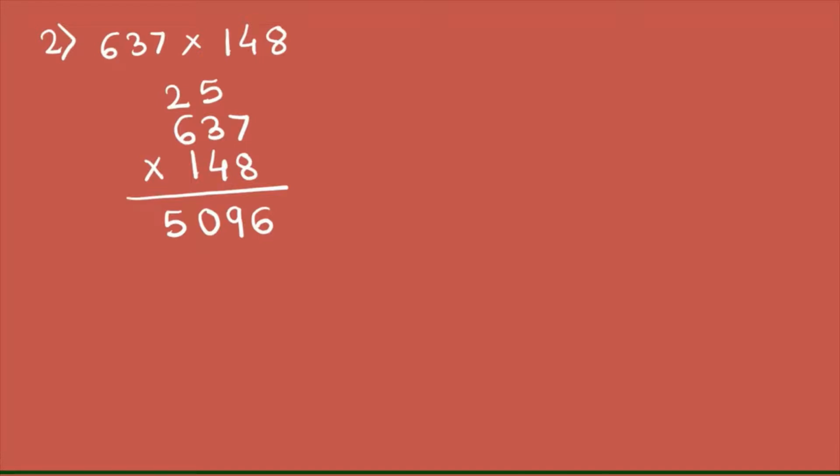We move to 4, which has a value of 40. So I write 0 here for the next step and start to multiply. But before that I clean this up so you will not get confused.